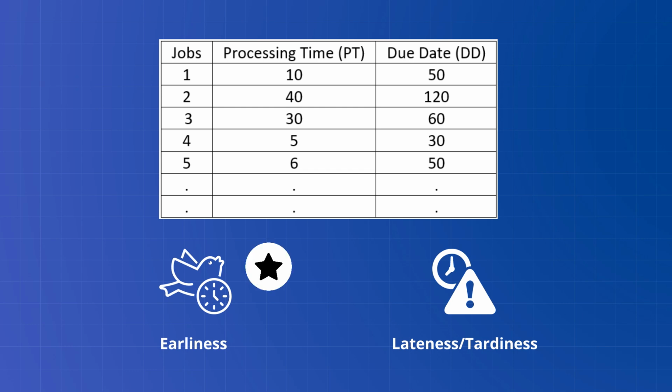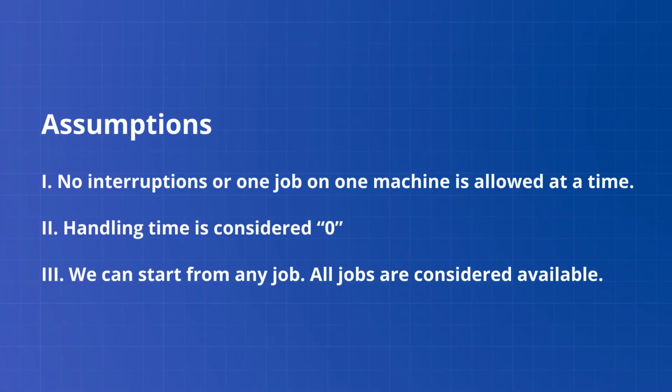The next term is earliness. As the name signifies, when a job is completed before due date, it is an early job. Now there are certain assumptions. First, no interruptions, or one job on one machine is allowed at a time. Second, handling time is considered 0. And thirdly, we can start from any job. All jobs are considered available.